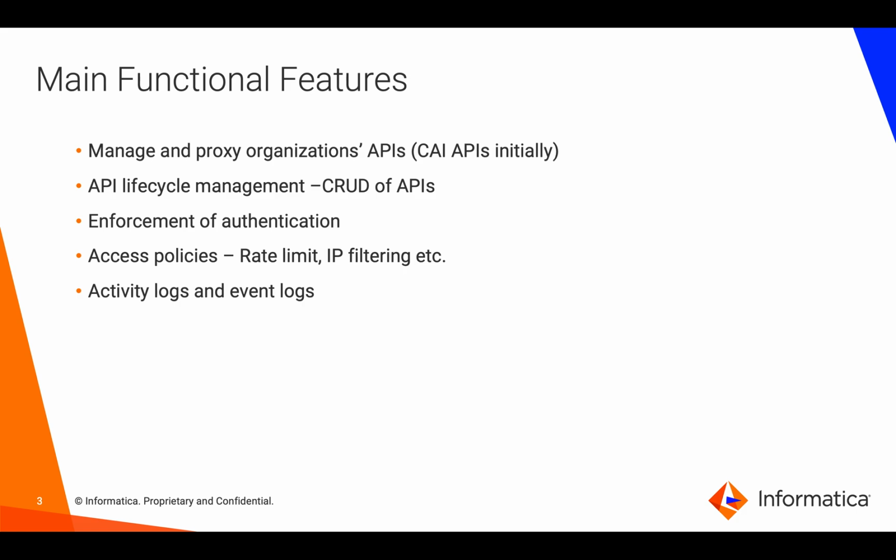API Microgateway also allows you to enforce authentication on these APIs. For now, we support basic authentication. The access policies that are supported are rate limit and IP filtering. By rate limit, we would be able to limit the access of the APIs to a certain rate. And with IP filtering, we would be able to allow or deny the access of APIs from certain IPs. As part of the audit management, we have activity logs and event logs, which tell you how the APIs are getting accessed and what kind of events the APIs generate.